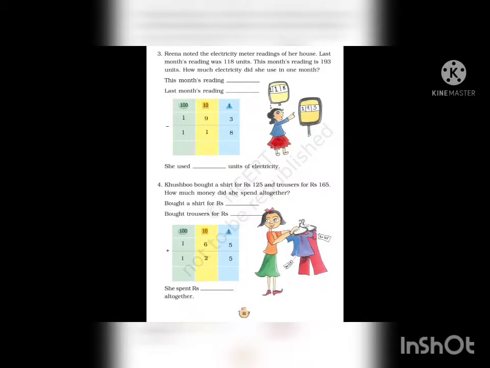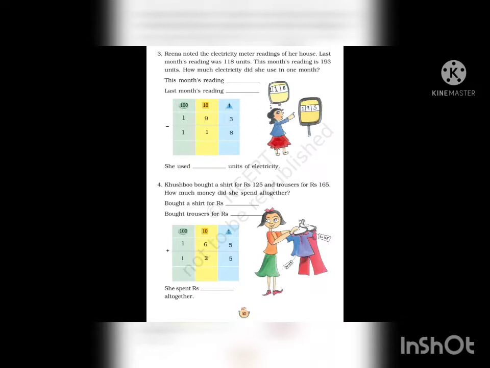Next question is, Reena noted the electricity meter readings of her house. Last month's reading was 118 units. This month's reading is 193 units. How much electricity did she use in 1 month?